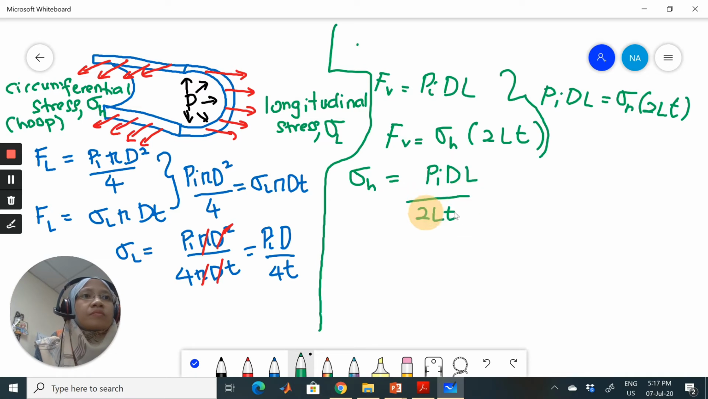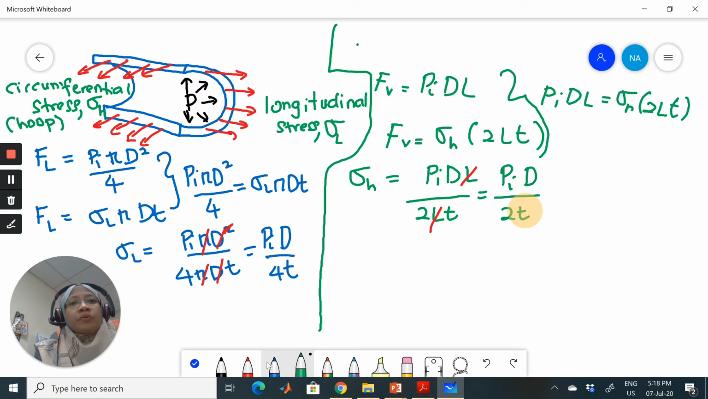Okay, then we can simplify. Can we simplify? Alright, then we can get internal pressure times diameter divided by 2t. Okay, right, this is what we get. So now we need to identify the wall thickness. This is how we can find the wall thickness from this equation.